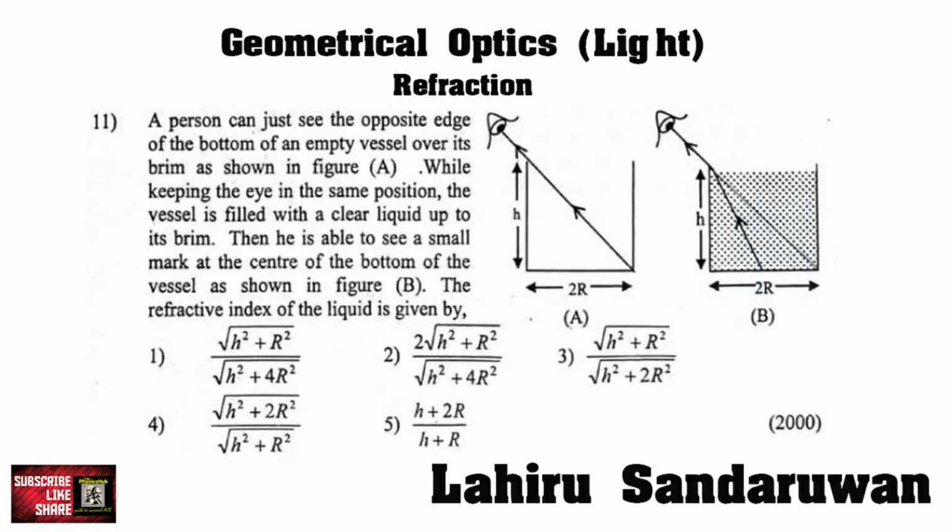A person can just see the opposite edge of the bottom of an empty vessel over its beam, as shown in figure A. While keeping the eye in the same position, the vessel is filled with a clear liquid up to its beam. Then he is able to see a small mark at the center of the bottom of the vessel, as shown in figure B. The refractive index of the liquid is given by.